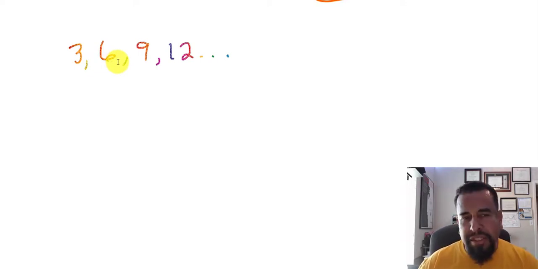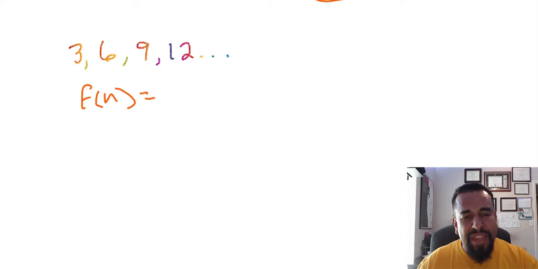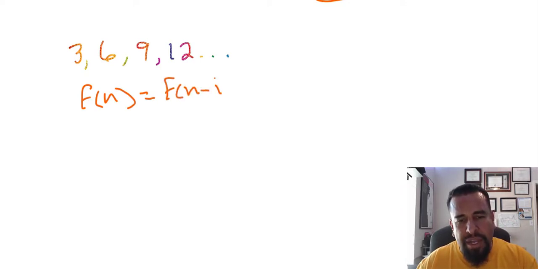I'm assuming you paused it. Now you're back to see the answer. Once again, my rule in standard form would be f. Oh, that looks like an E. That's a terrible F. All right. I know I'm nitpicky. I know. F still looks the same. f of n equals f of n minus 1 plus d.